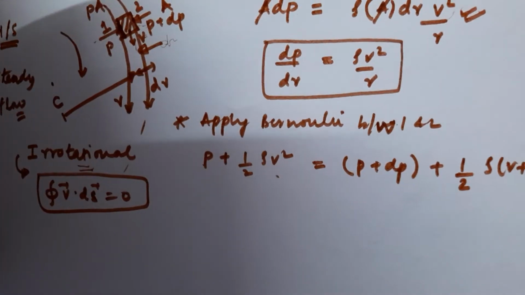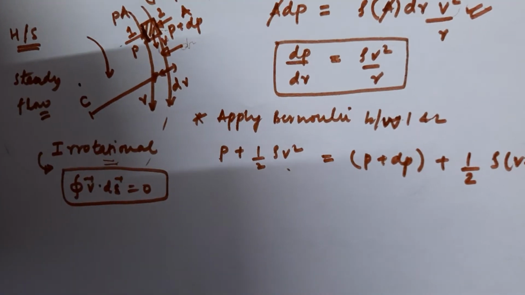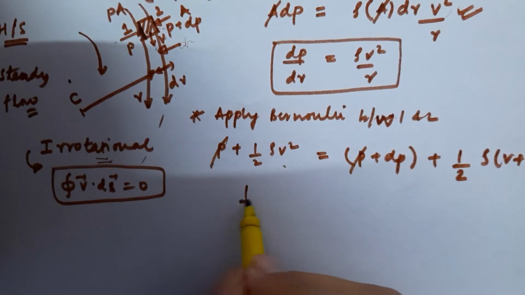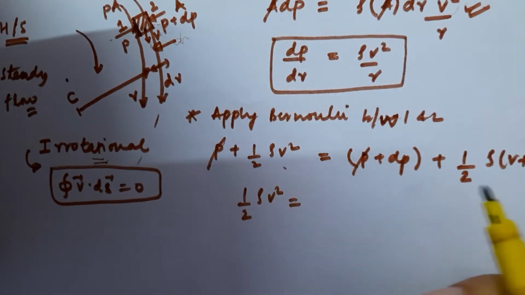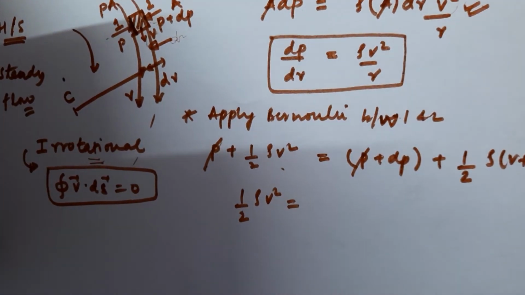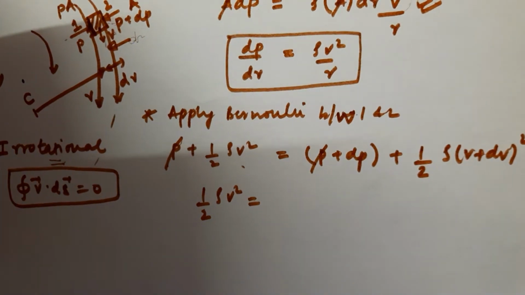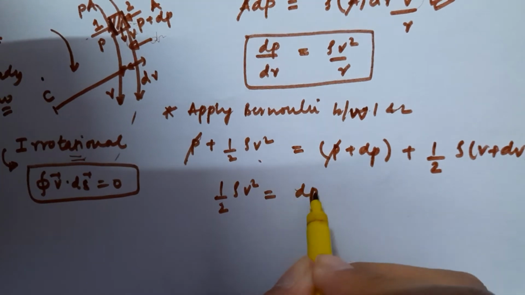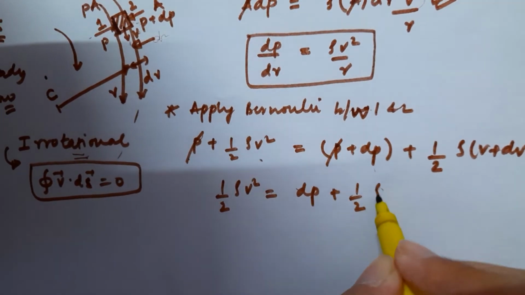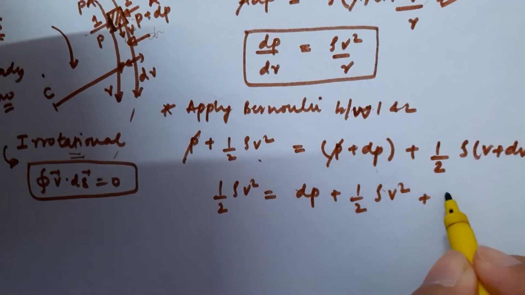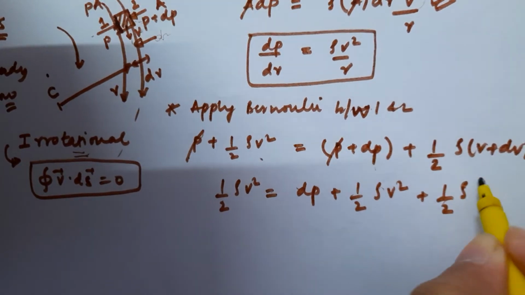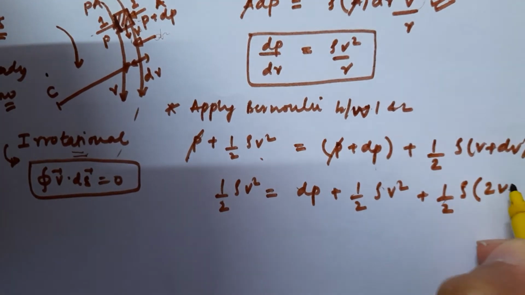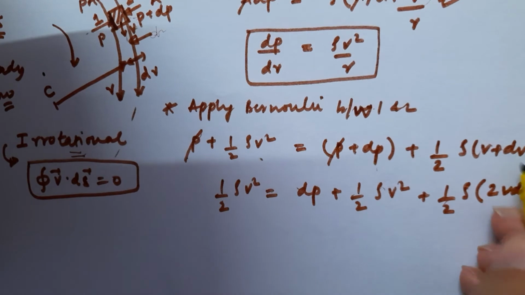So what I have now is, I want to find what happens. We have half rho V squared is equal to, as you can see, (V plus dV) squared here, right? So half rho V squared is equal to dP plus half rho V squared, which cancel out. Just write it, half rho into, I get 2V dV, and I neglect the dV squared term.